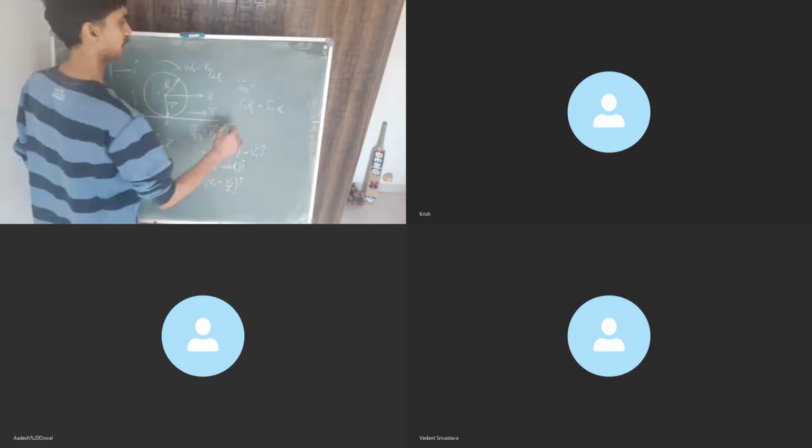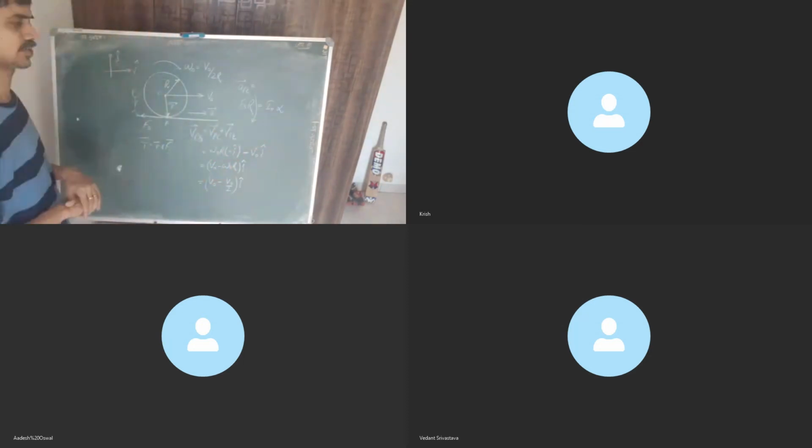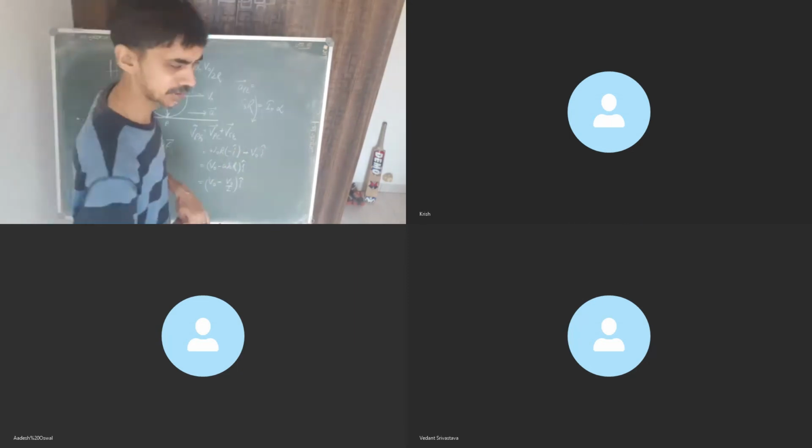And Fs into R is trying to rotate it in which direction, that also you know, which direction you know, also you know sense. Sense will be clockwise, will it be? Check once.